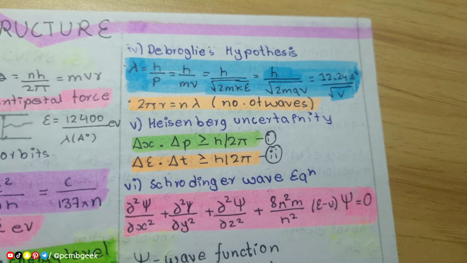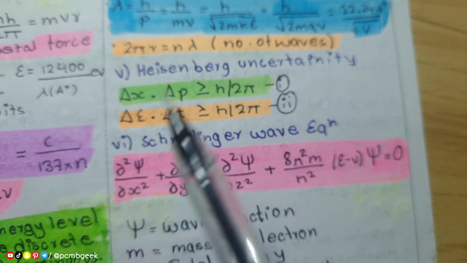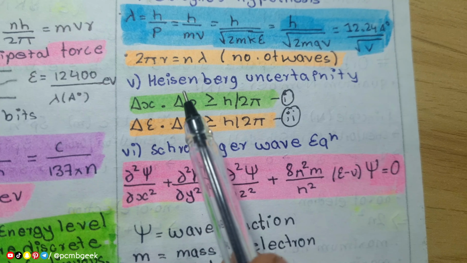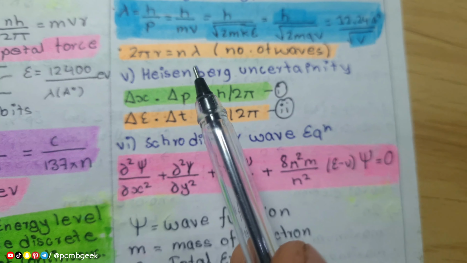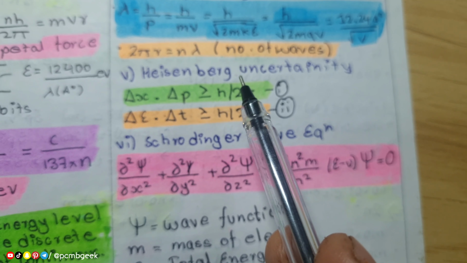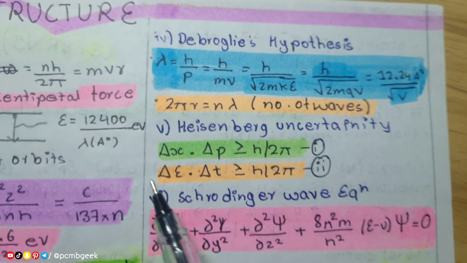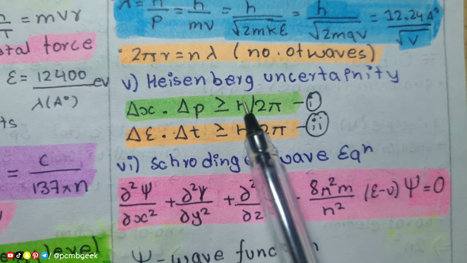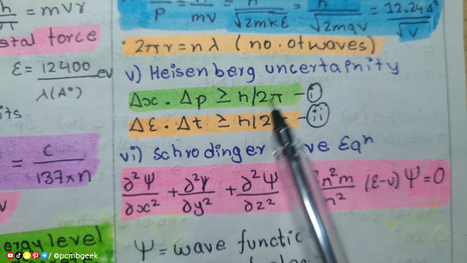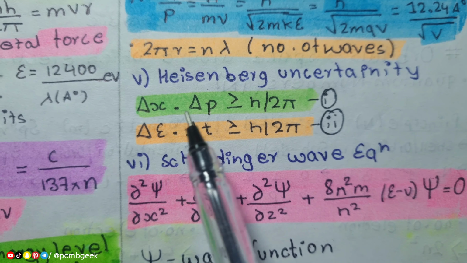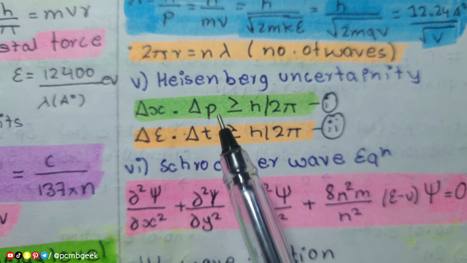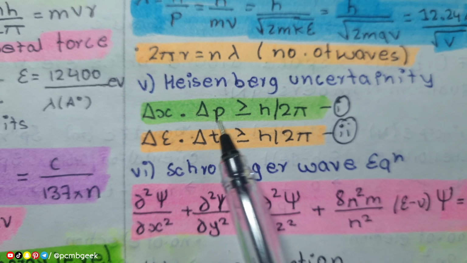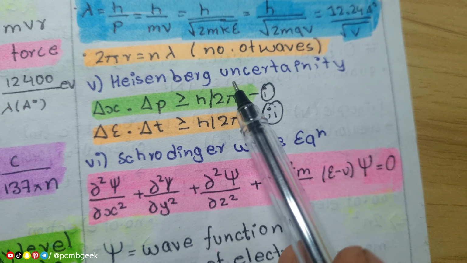Heisenberg hypothesis, or Heisenberg uncertainty principle. Heisenberg proposed that the calculation of the position and momentum of a microscopic particle at the same time is impossible with absolute precision. That means if you are calculating position and momentum, the error in this calculation will be greater than or equal to h divided by 4 pi. Similarly, you can deduce this for energy and time. These are the common properties of the Heisenberg uncertainty principle.